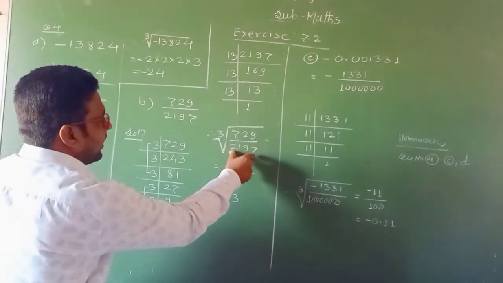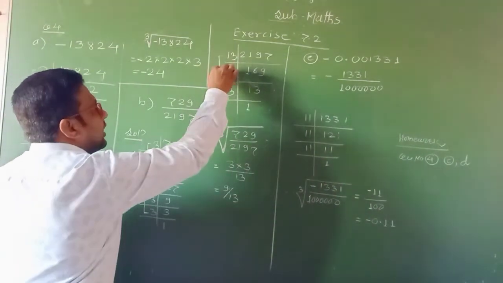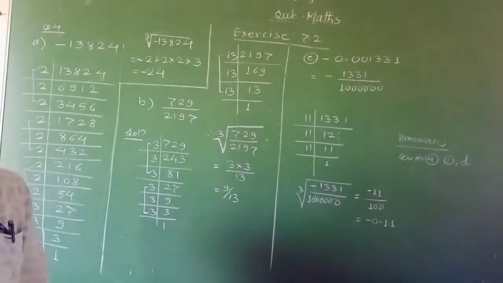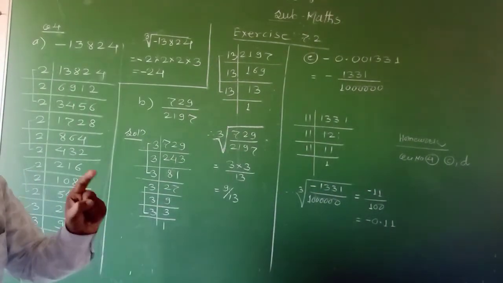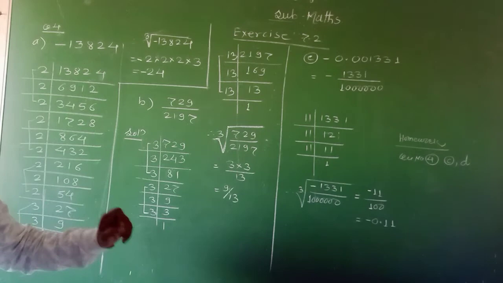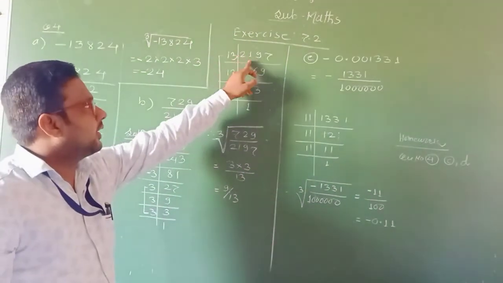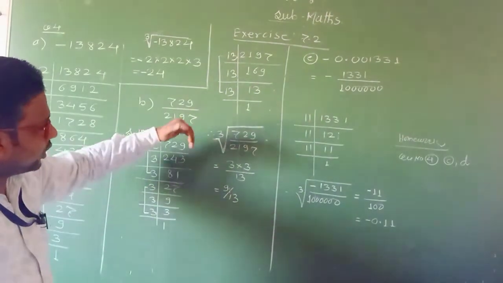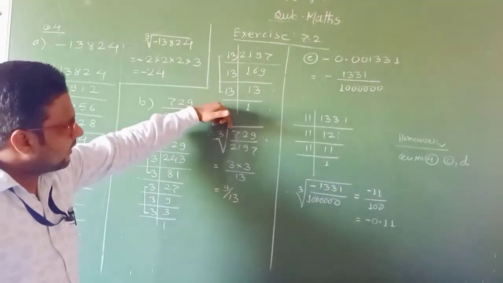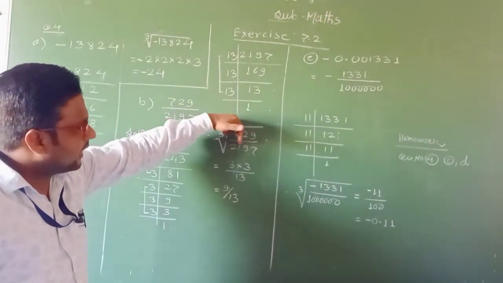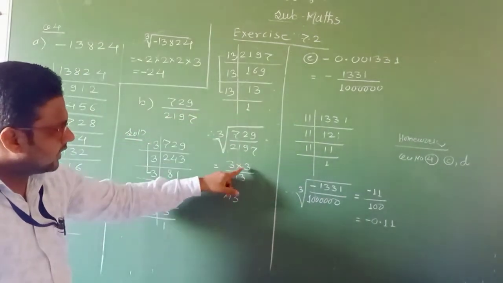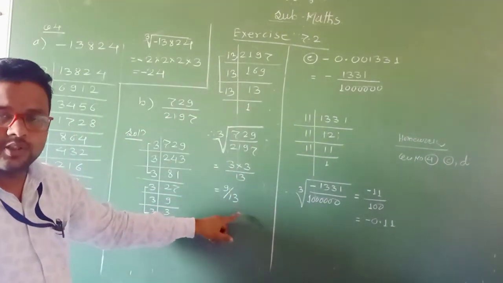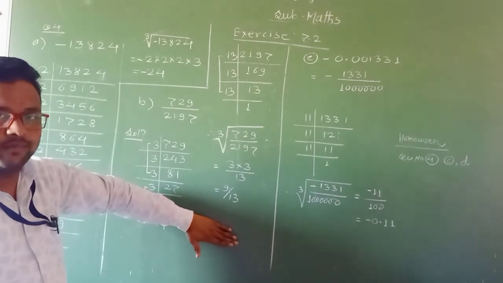For 2197, these are the factors and there is only one group of 3. From that we take one number, that is 13. That is the cube root of 2197. Therefore cube root of this fraction 729 upon 2197 is what? 3 3s are 9, upon 13. This is the required answer.